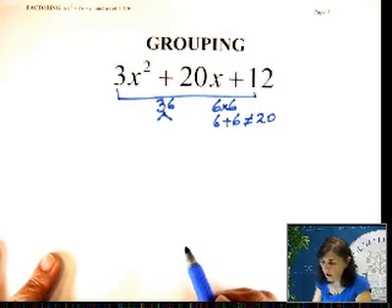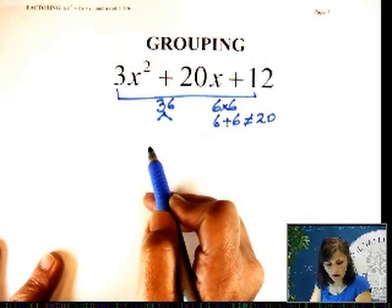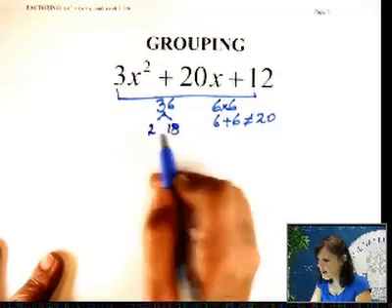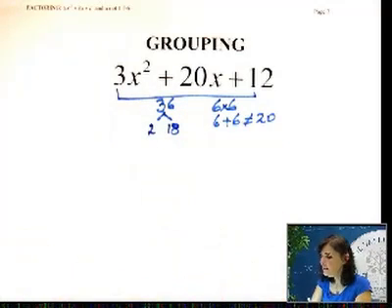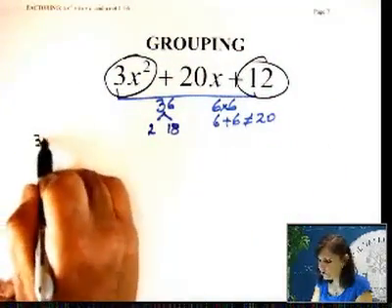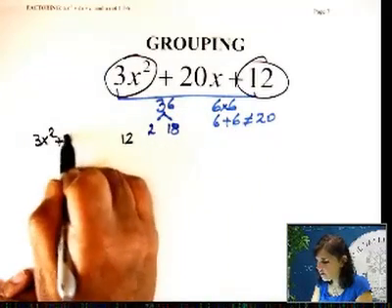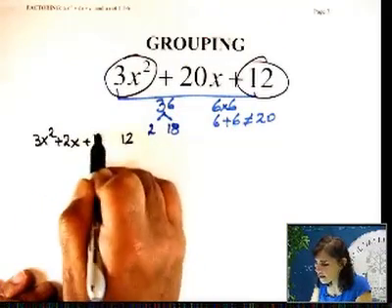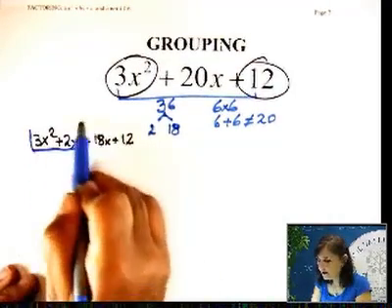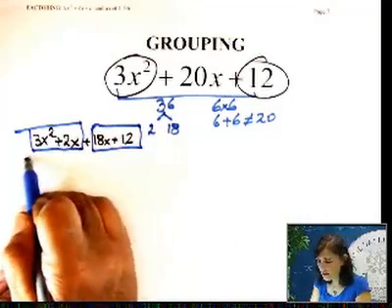Let's think about that. Let's try 2 and 18. 2 times 18 is 36. 18 plus 2, that's 20. That's the one. So what am I going to do? I'm going to take the first and last one, and do not touch those. But I'm going to split the middle one this way: 2x plus 18x. Then I put my little rectangles around it and factor out what's common. In this case, it's 3x.